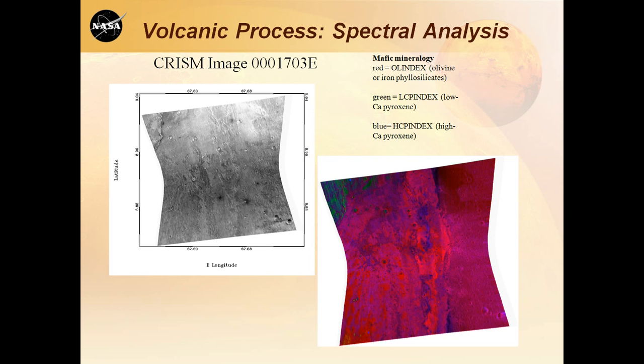This CRISM tile is located within Nili Patera. It contains very high amounts of olivine and pyroxene. Red indicates olivine, blue indicates high calcium pyroxene, and green indicates low calcium pyroxene.